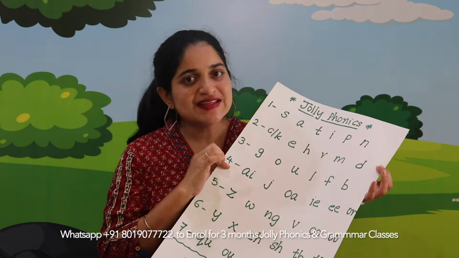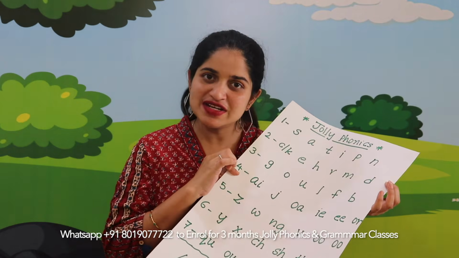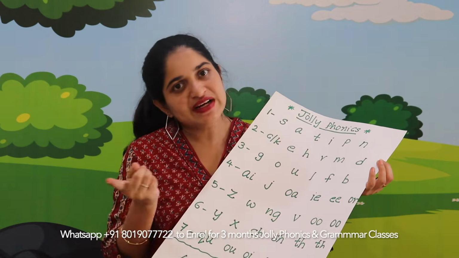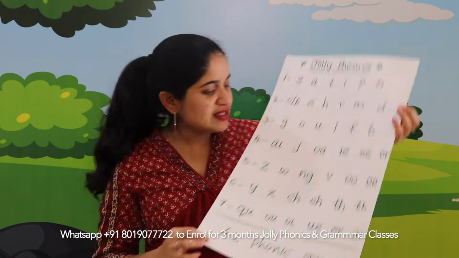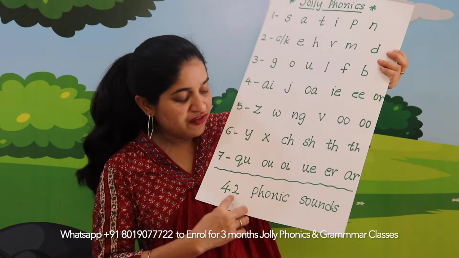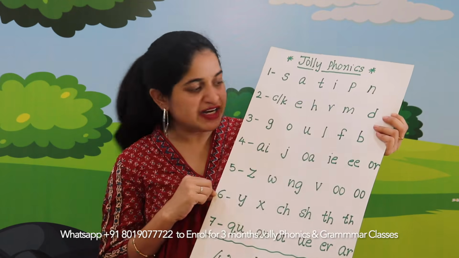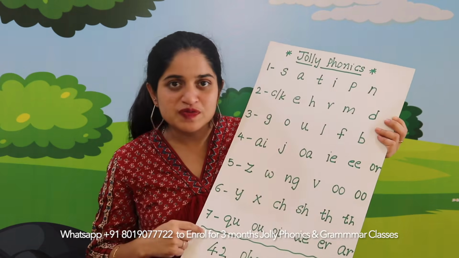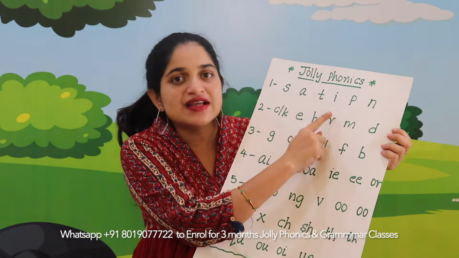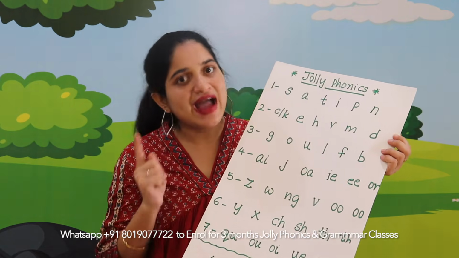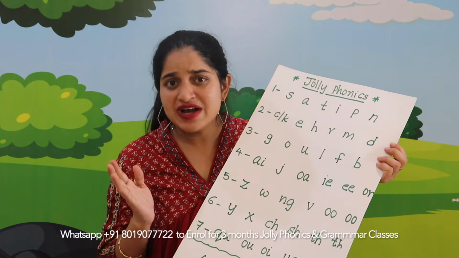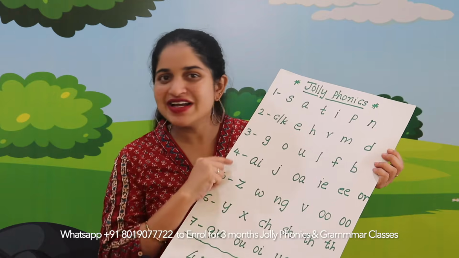So in today's class, I'm going to explain to you the importance of Jolly Phonics. Jolly Phonics lays a strong foundation for children to learn to read and write English. This Jolly Phonics consists of 42 sounds. These 42 sounds are divided into 7 groups. Each and every single letter has an action, which is a very fun way for kids to learn English.